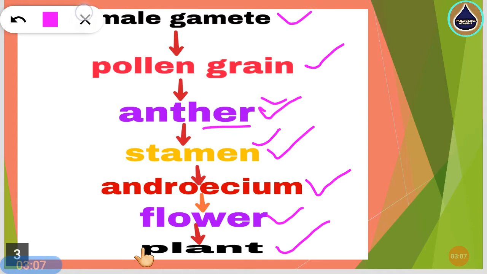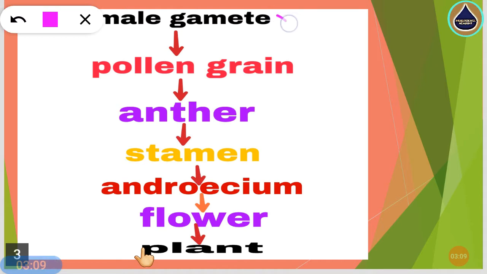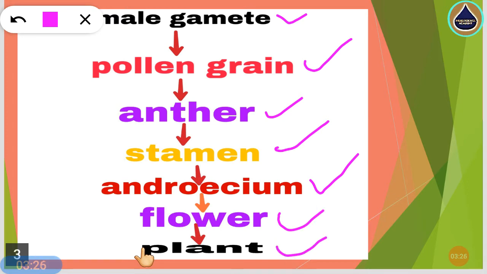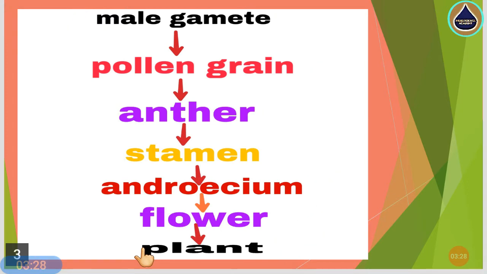So this male gamete is formed in the pollen grain, which is present in the anther, which is part of the stamen, the single unit of the androecium. The androecium is the male part of the flower. The flower is part of the plant. So you can first understand about these male gametes. I hope you have understood about it.